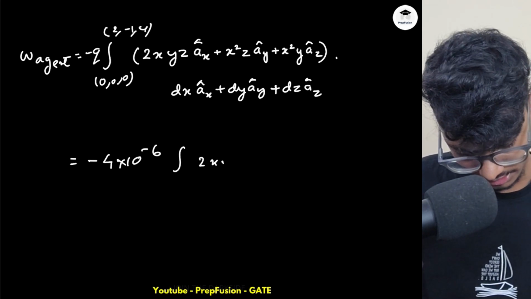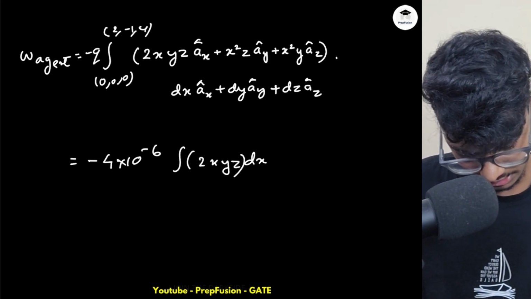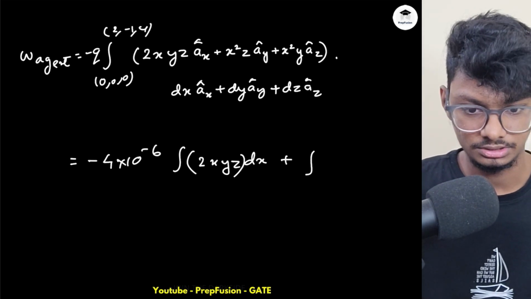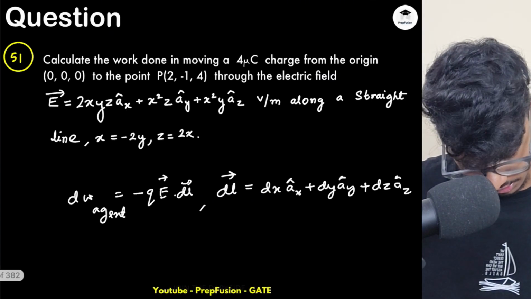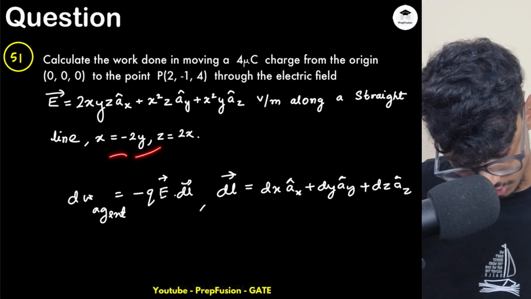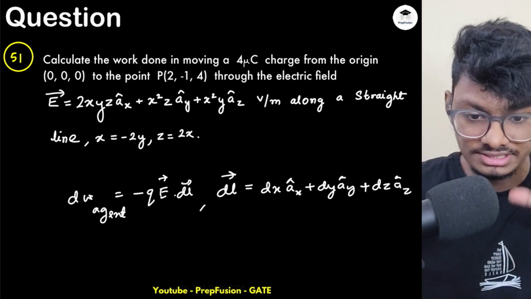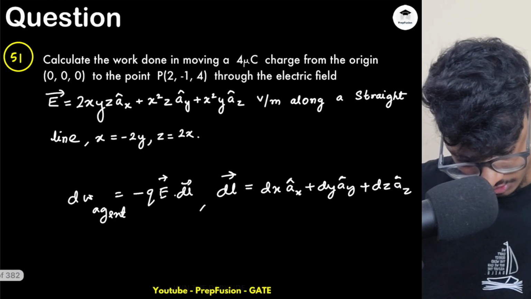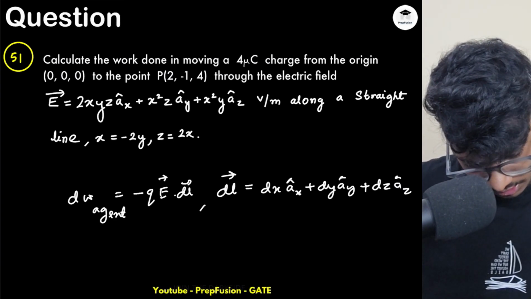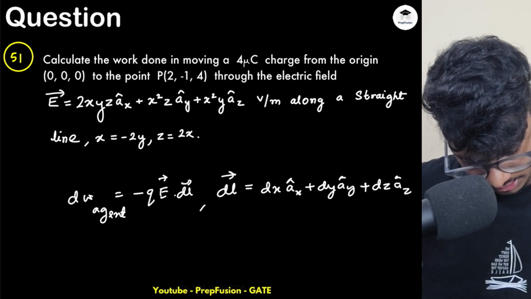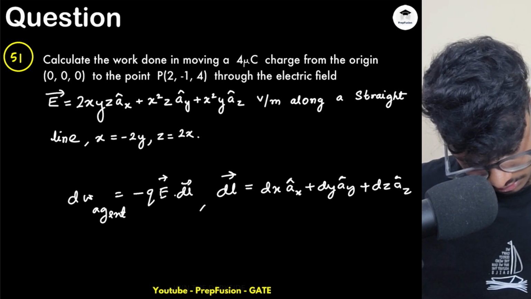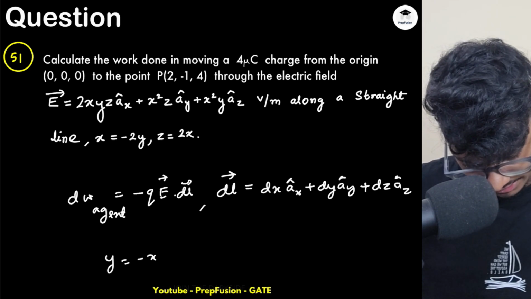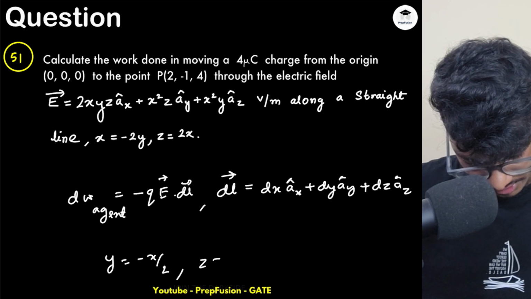This will be 2xyz dx plus, now they have mentioned a straight line, x equals -2y, z equals 2x. So I will convert everything into a single variable, that will be better for us. So what I can do is replace everything in terms of x. So y equals minus x by 2 and z equals 2x.